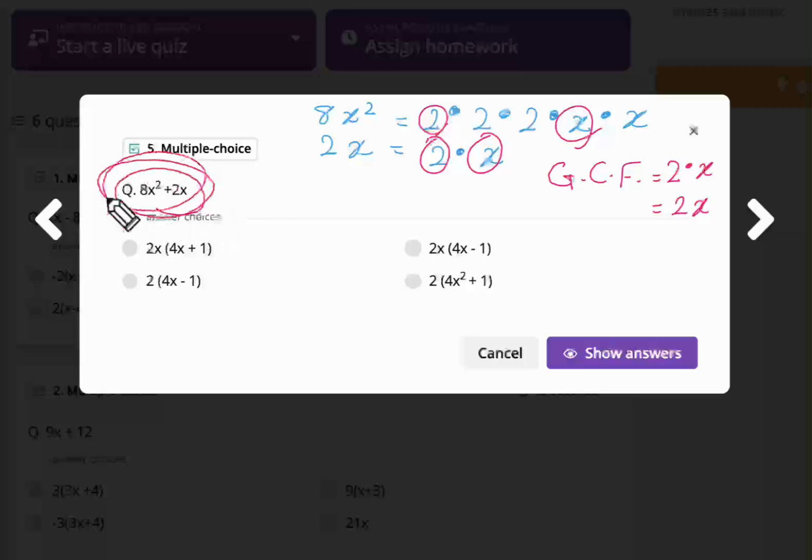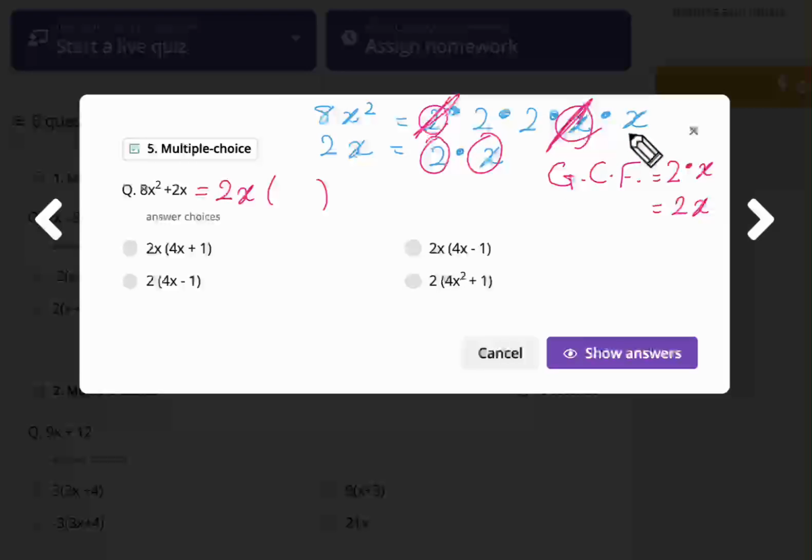Okay, let's rewrite the expression using the greatest common factor. The first one, 2x multiplied by, if you take out the 2 and the x, what do you have left? 2 times 2 is 4. 4x, exactly. And the second one, take the greatest common factor, 2x. What do you have left?